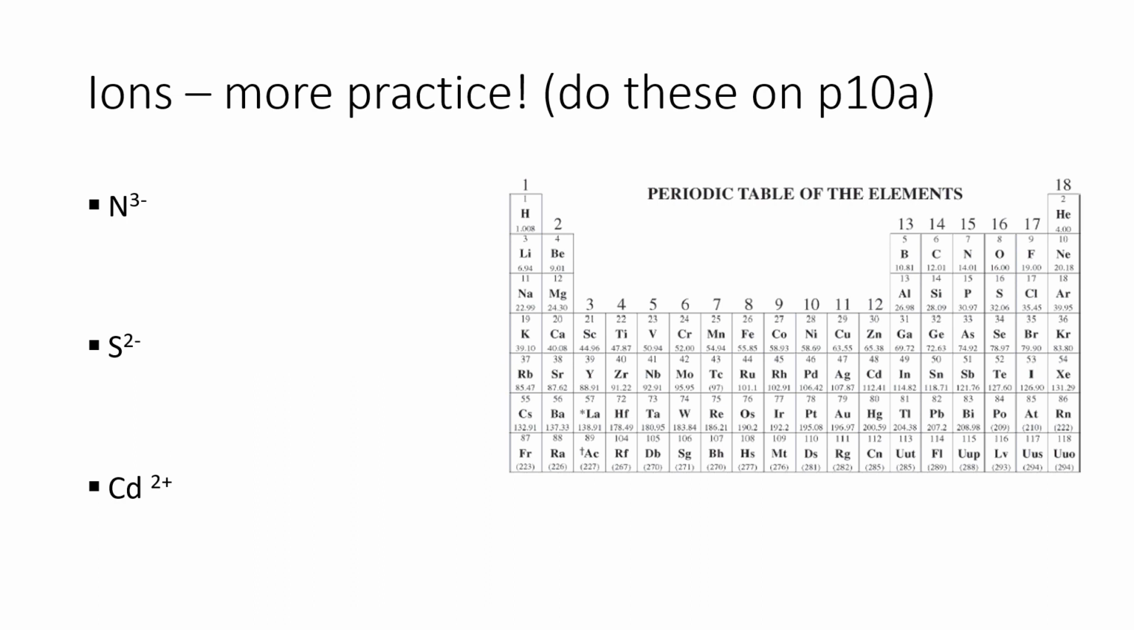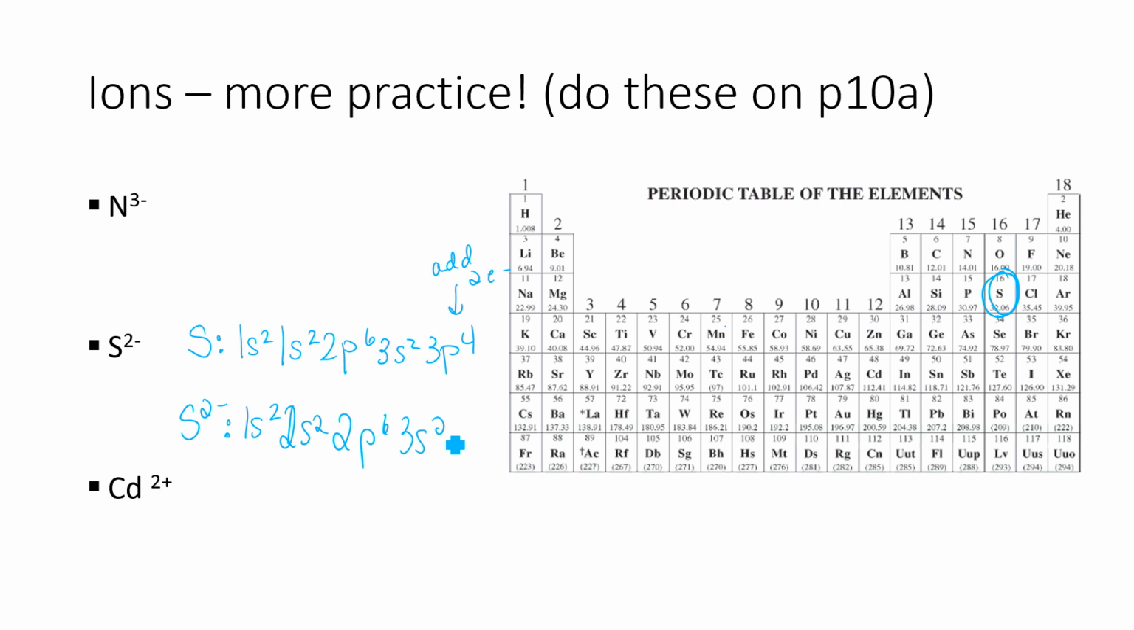Let's look at sulfur. Often what I find helpful is to write the neutral version first. So neutral sulfur is 1s2, 2s2, 2p6, 3s2, 3p4, because sulfur is right over here. And for the 2- ion, I'm going to add 2 electrons to the valence shell. So 1s2, 2s2, 2p6, 3s2, 3p6. Sorry, that got messy. You might notice that the sulfur ion is actually isoelectronic with argon.